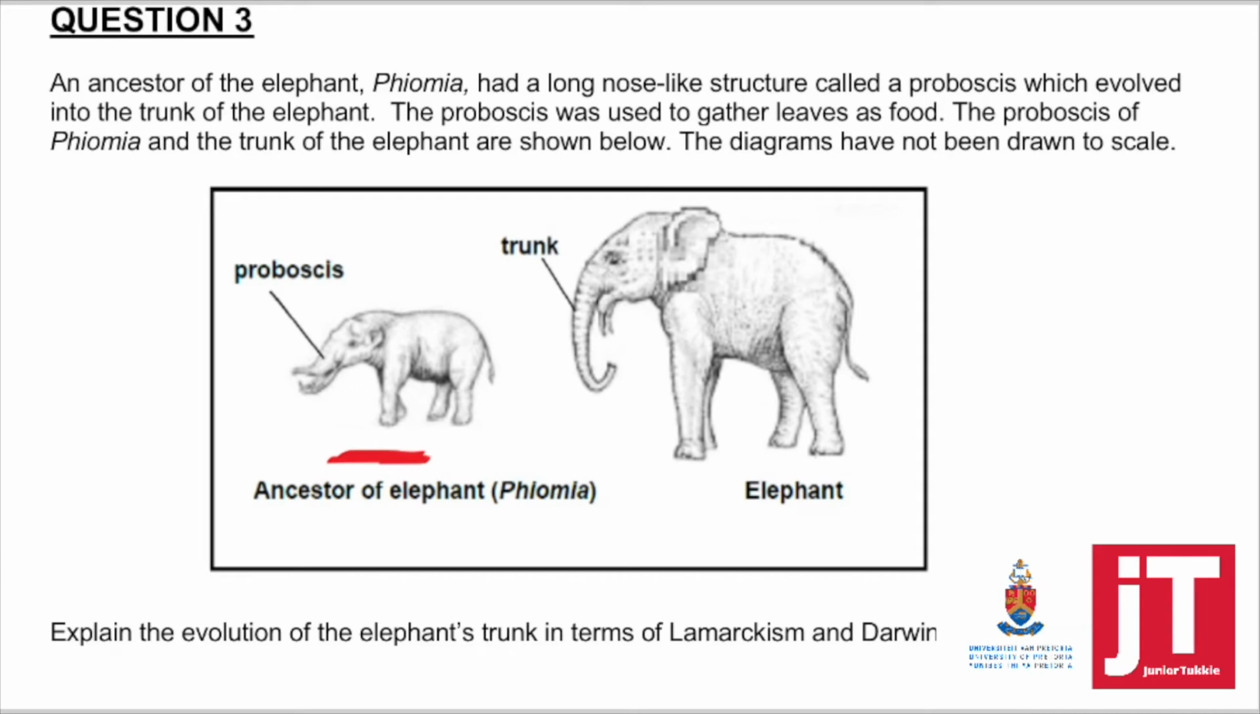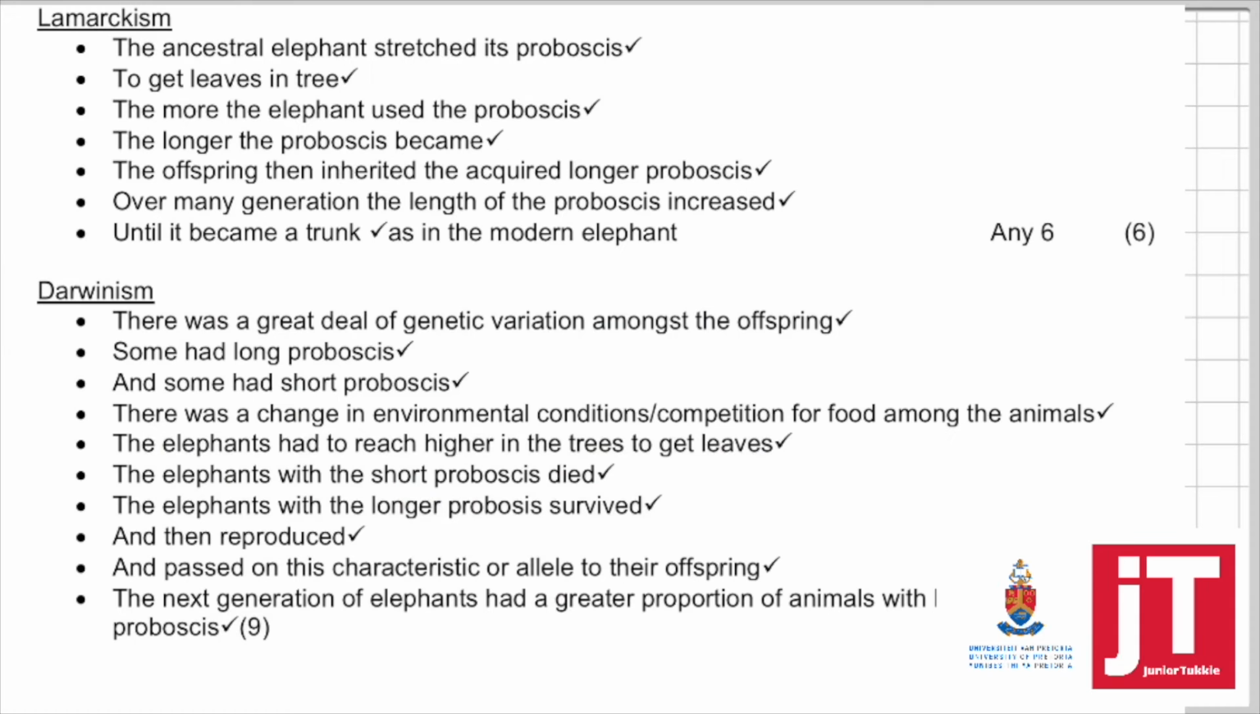And now this was the acquired characteristic. Then this acquired characteristic, a long proboscis gained by stretching, was passed on to the offspring. So, if we look at our memo, that's what you would have had. Stretch the proboscis to reach the leaves higher up. The longer it became, you talk about acquired, and then over generations, the offspring of all the other generations would have had a long proboscis, which then would have changed into a trunk.